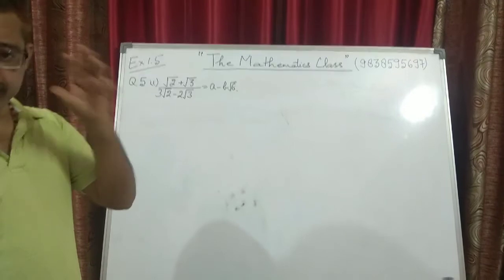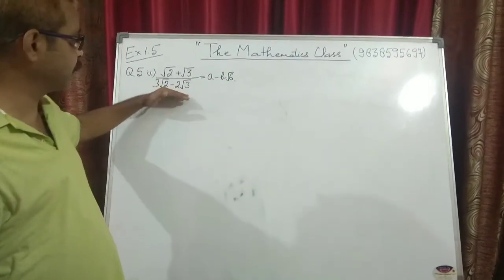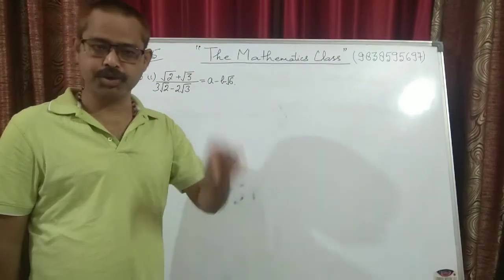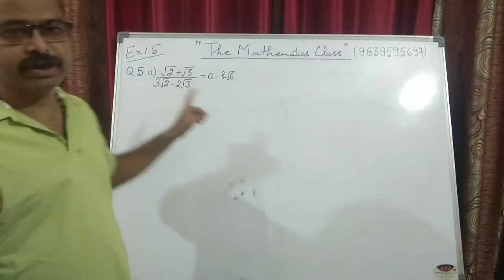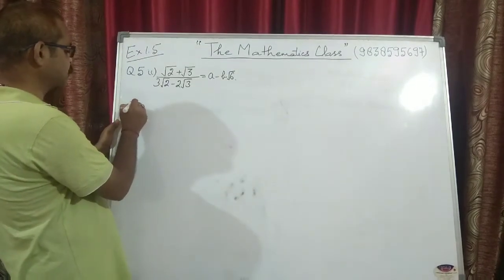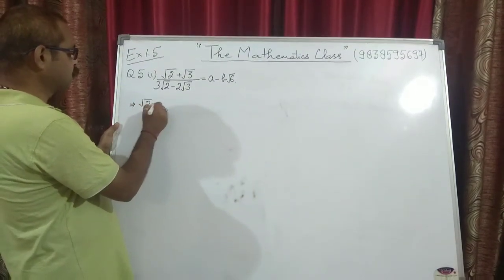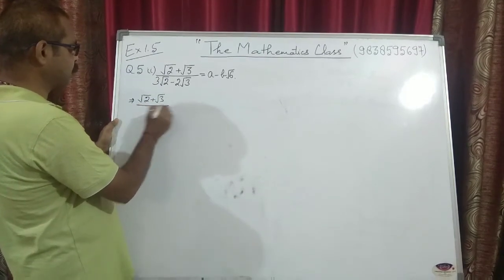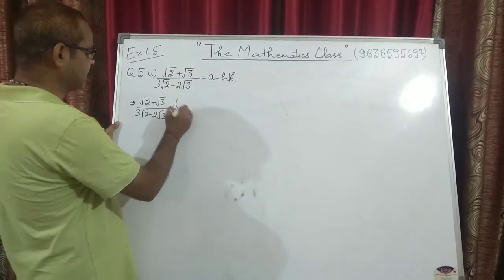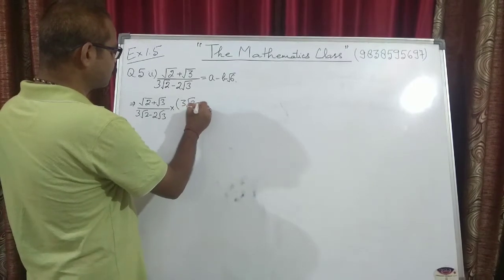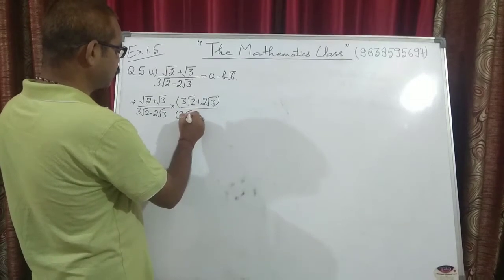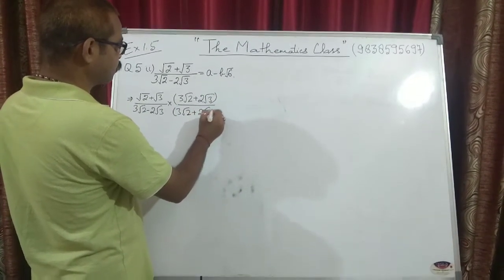So how are we going to proceed? Always remember, whenever the denominator is in the form of an irrational number, you have to multiply with the conjugate or rationalizing factor. The rationalizing factor of this will be 3 root 2 plus 2 root 3. So the very first step is root 2 plus under root 3 upon 3 root 2 minus 2 root 3 into 3 root 2 plus 2 under root 3 upon 3 root 2 plus 2 under root 3.